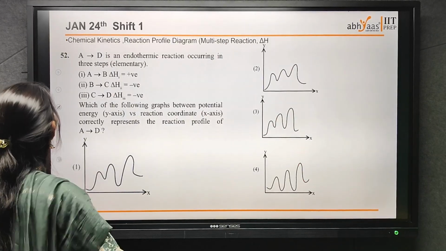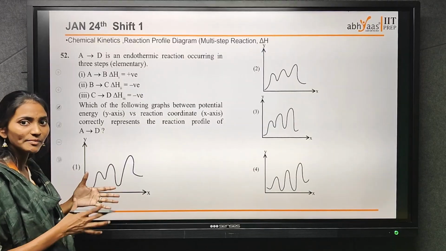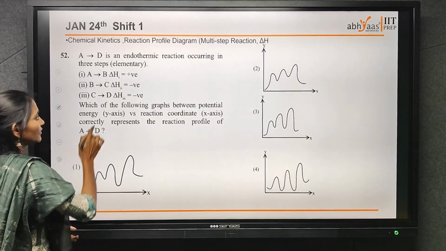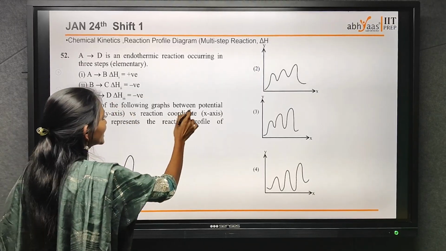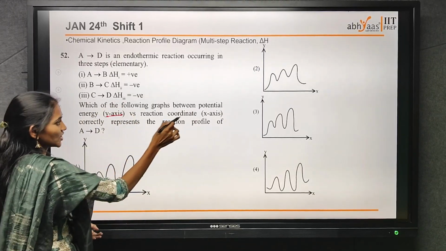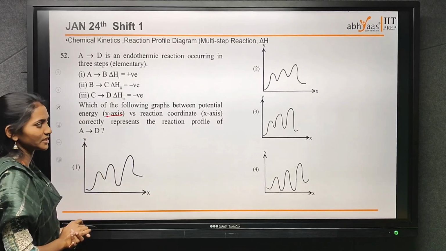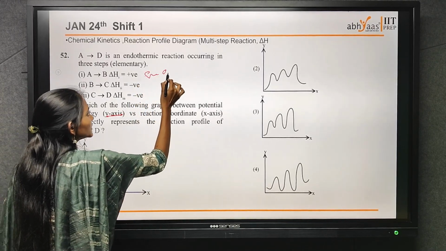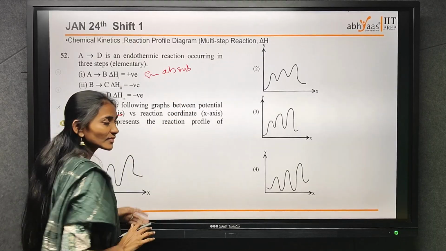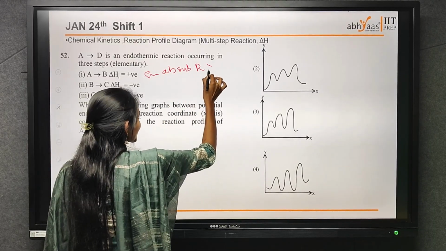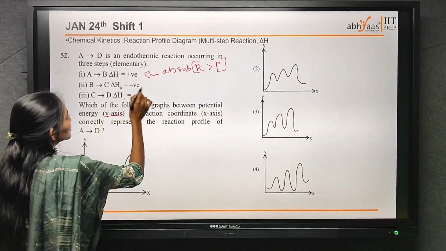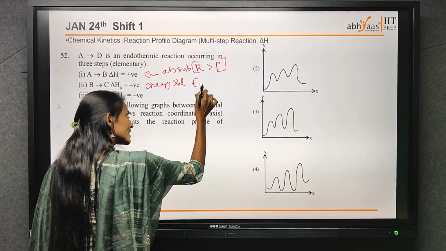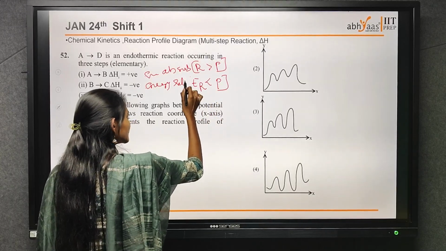Here the question is raised from chemical kinetics. They are giving some conceptual based logical question. A gives rise to B, they are telling that positive, B gives C negative, and C gives rise to D negative. Which of the following graphs between potential energy on the y-axis versus reaction coordinate on the x-axis correctly represents the profile diagram? Here the case for positive means energy absorbed. That means the energy of the reactants is greater than products. And coming to this case, energy released here. That means the energy of the reactants is less than your products.